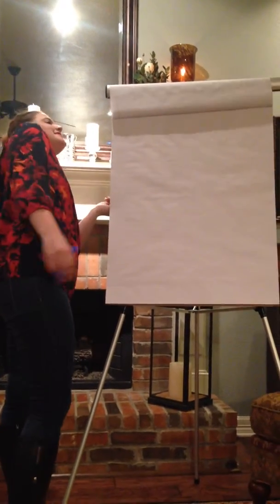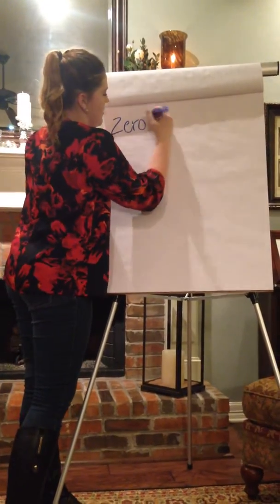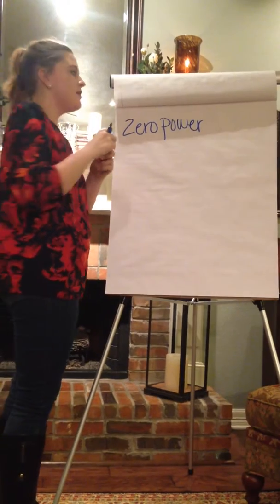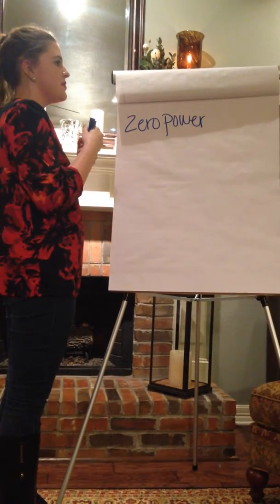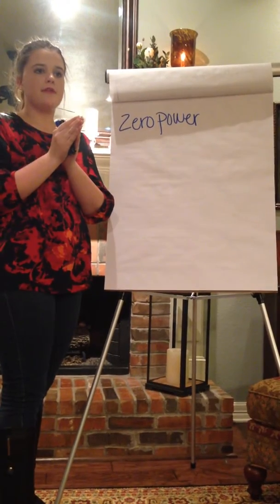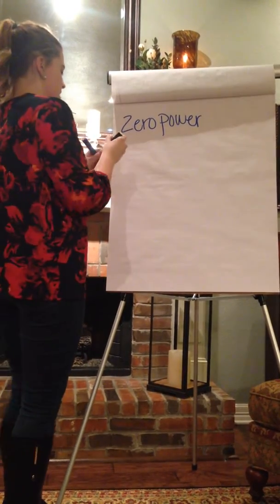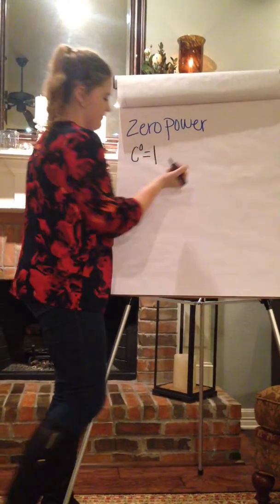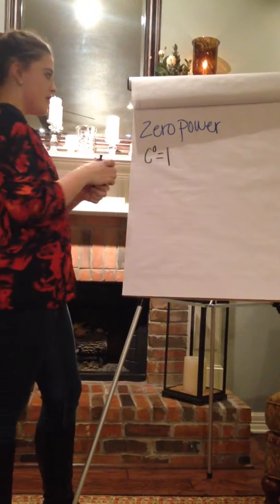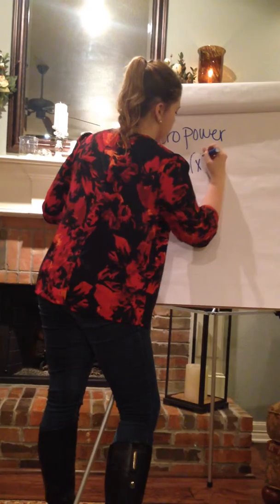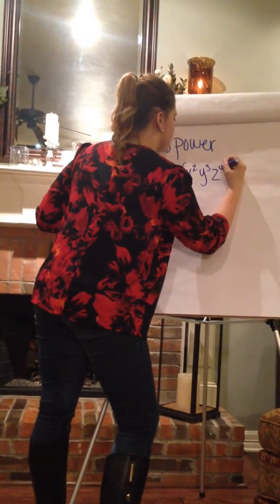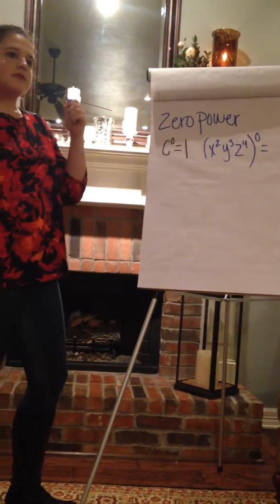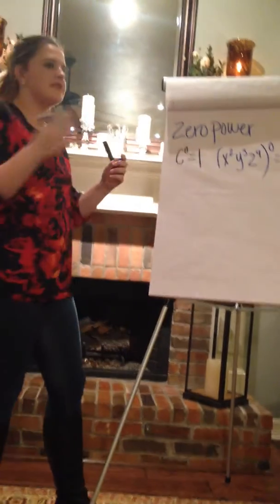Our last topic we will be discussing is 0 power. This one is really easy. Anything to the 0 power always equals 1. No matter what, always equals 1. Say you have c to the 0 power, that will always equal 1. Pretty easy. And say you have an equation like x squared y to the 3rd z to the 4th, to the 0 power. It's always going to equal 1.